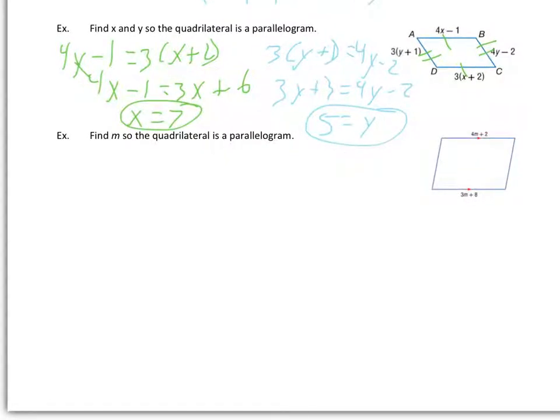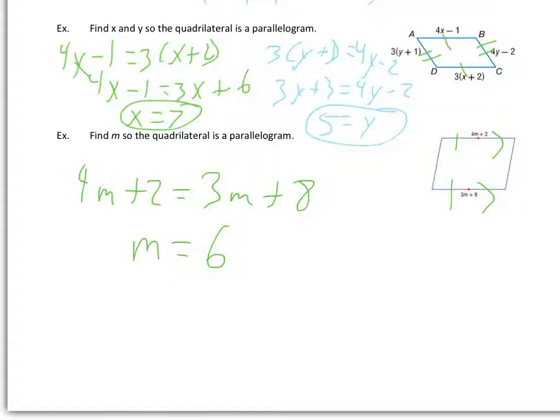The next example, if this is a quadrilateral, find m so the quadrilateral is a parallelogram, where they would have to be congruent, so we're going to do the same thing. 4m plus 2 would have to be equal to 3m plus 8. Subtract 3m, subtract 2, and we would solve and get m equals 6. Now, the reason we would say it's a parallelogram is because of those red arrows that are there. Basically, they're saying that one pair of sides is both congruent and parallel. That would be the last reason that we wrote down in our notes.